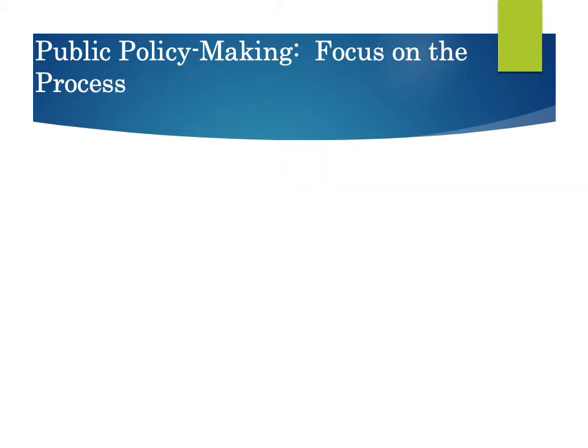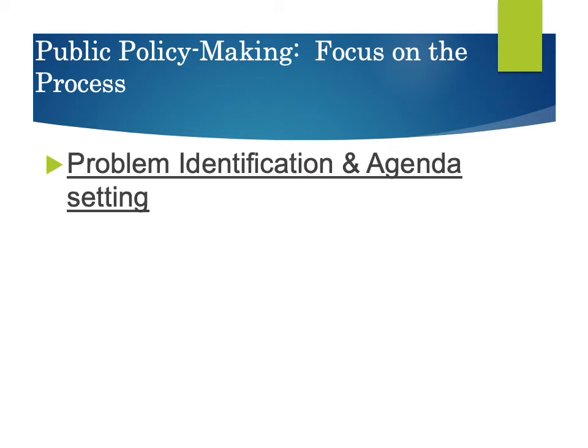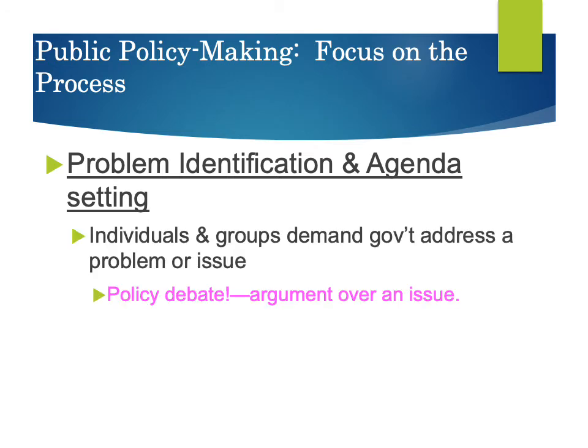Okay, so let's look at the first step of the policy making process: problem identification and the agenda. As I stated before, individuals and groups demand that government address a problem or an issue. Your public policy textbook relates to that as a policy debate. It's like an argument over an issue, right? And that is part of what identifies problems, but then also allows it to get on the agenda.